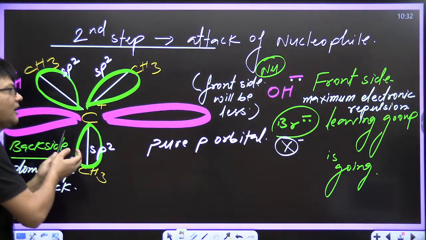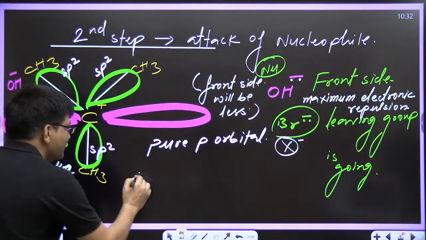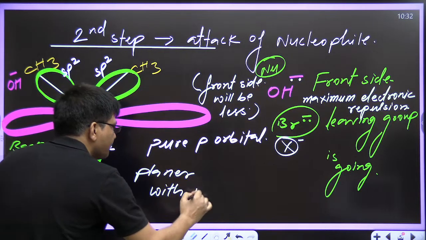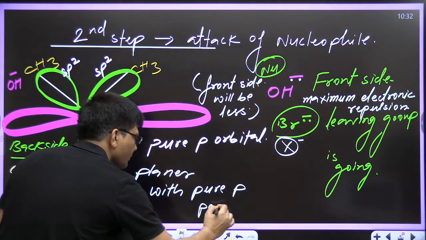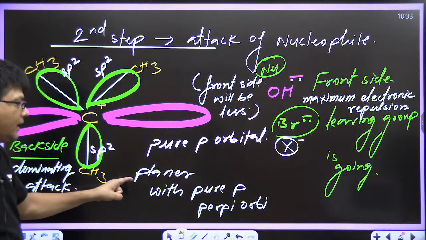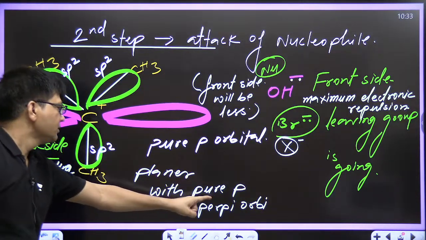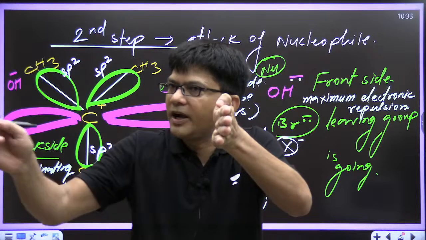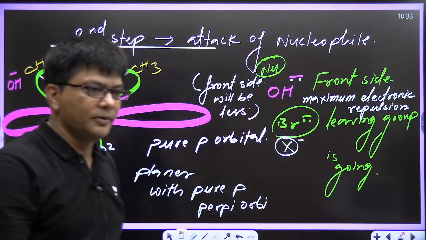Now the carbocation is saying, I'm being planar, with pure p or b. I'm being planar with a pure p orbital, which is perpendicular to the plane of the paper. If the plane is like this, the p orbital is like this. Everyone is able to understand, kids?